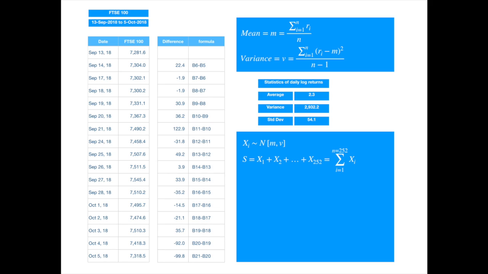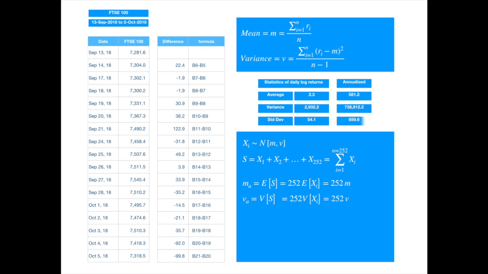Mean is just the sum of the means, each of which is constant, so it is essentially 252 times the mean of the daily returns. Variance of the sum of independent variables, again, is just the sum of their variances, so essentially we multiply it by 252. So annualizing the mean and variance of our daily returns is easy, we just multiply them by 252. Standard deviation gets multiplied by the square root of 252.